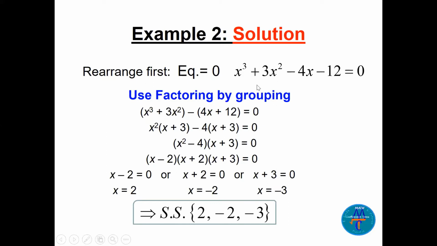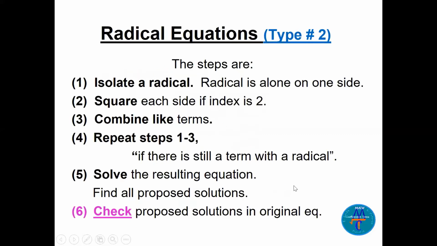Since we have 4 terms, we can use grouping. Factoring by grouping. Take the first 2 terms, the last 2 terms. There is a common factor here, x squared. Here there's a common factor minus 4. And then you proceed on, so easy. You find the solutions 2, minus 2, and minus 3. Once you know the idea, you can proceed.